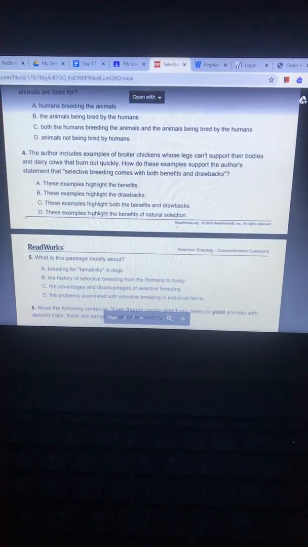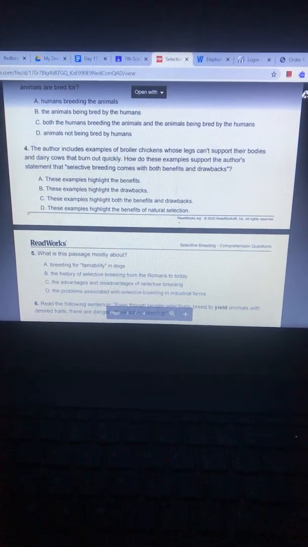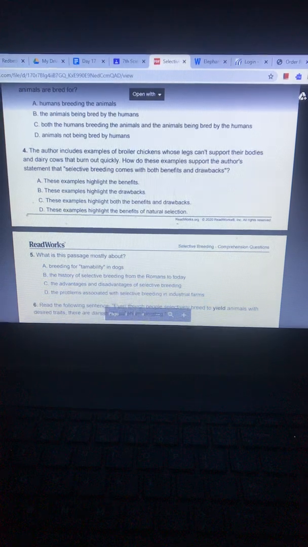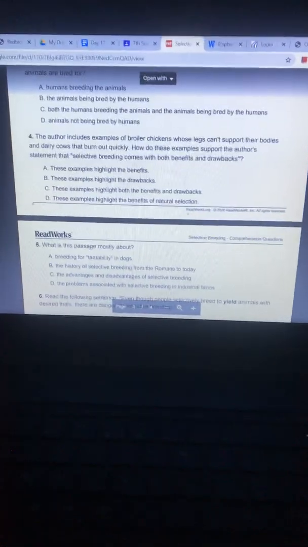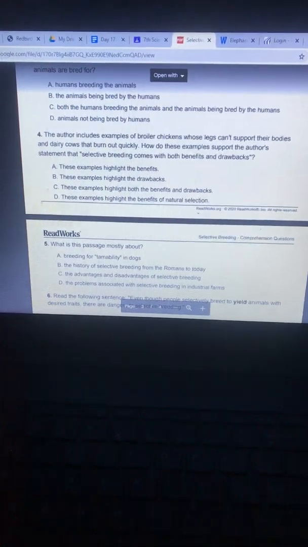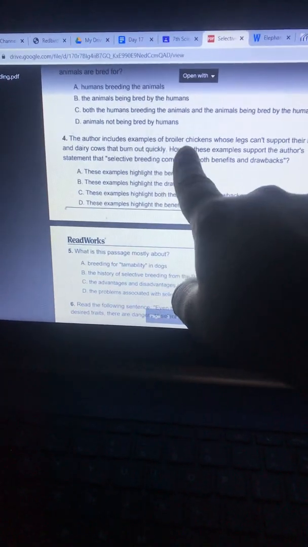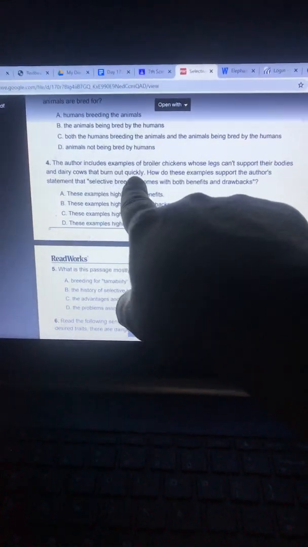Okay, number 4. The author includes examples of broiler chickens whose legs can't support their bodies and dairy cows that burn out quickly. How do these examples support the author's statement that selective breeding comes with both benefits and drawbacks? Okay, so do these examples highlight benefits? Broiler chickens whose legs can't support their bodies and dairy cows that burn out quickly.